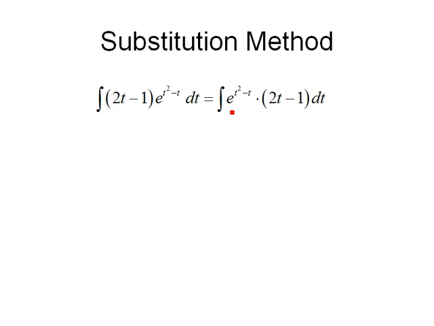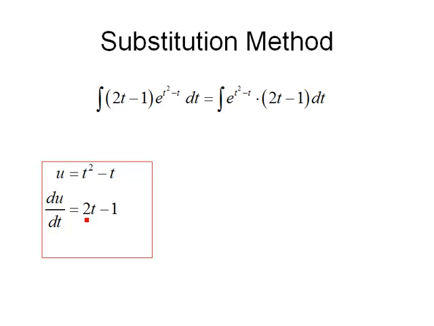So I'm going to go ahead and rewrite this as the antiderivative of e to the t squared minus t times the quantity 2t minus 1 times dt. So let's let u equals t squared minus t. That means that du dt is 2t minus 1. So if I multiply both sides here by dt, du is the quantity 2t minus 1 times dt.